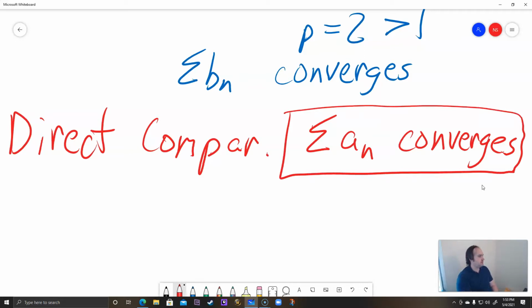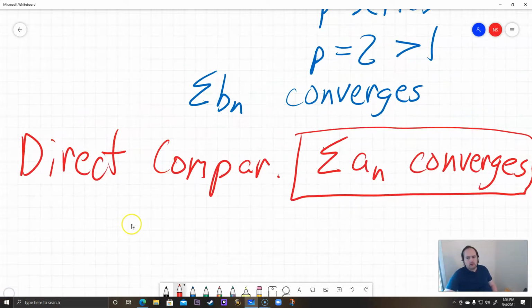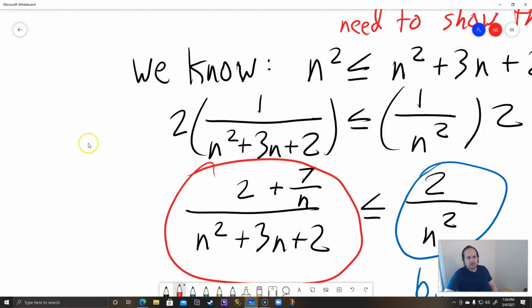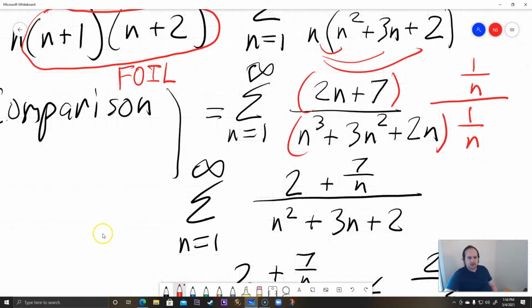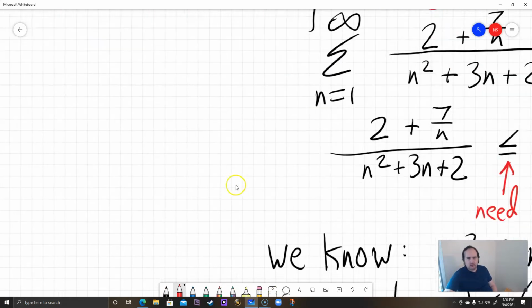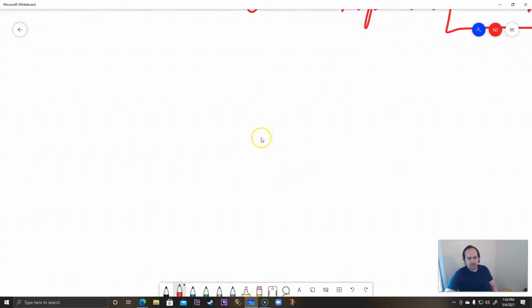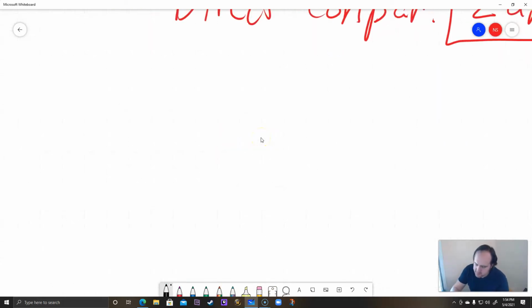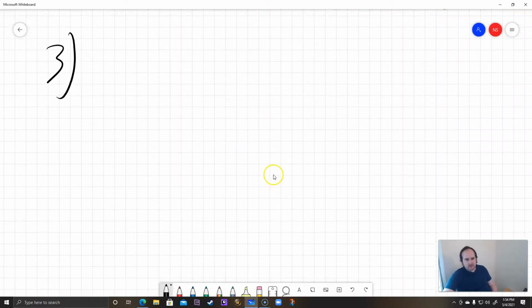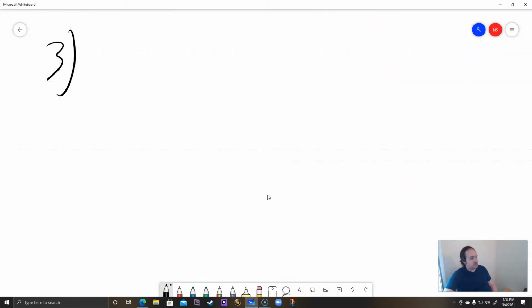Okay? Cool. So there's just one more that I need to do here. Our last example for this lecture, I know it's getting to be a long lecture, we're almost to an hour now. Example number 3 once again says use any appropriate test to determine whether the series converges or diverges.